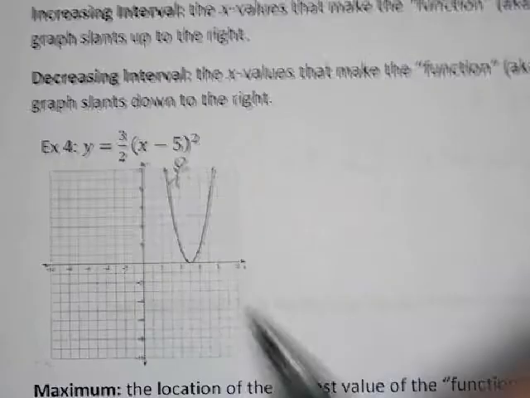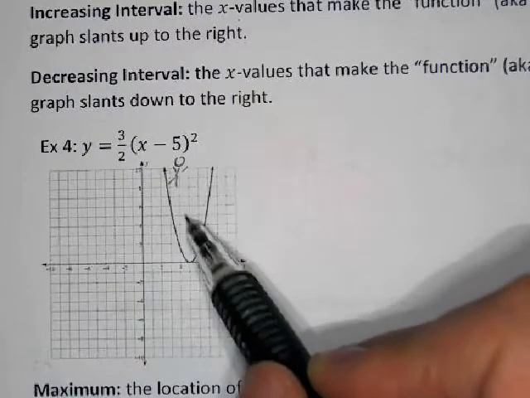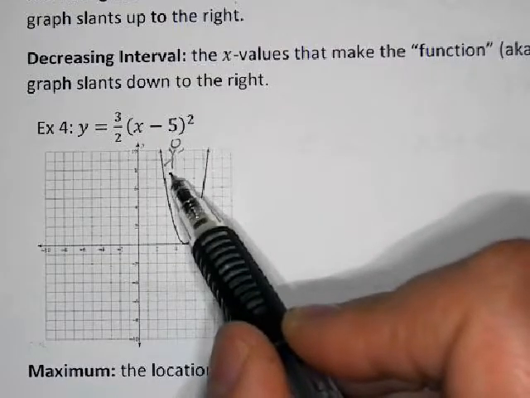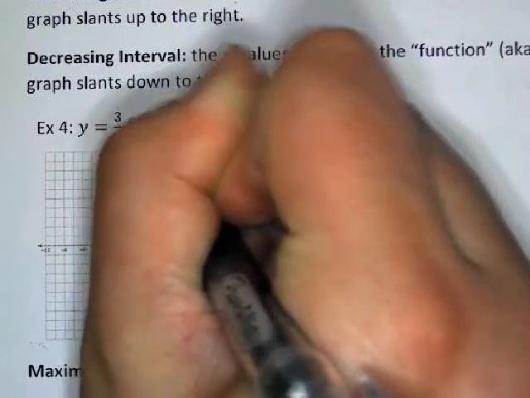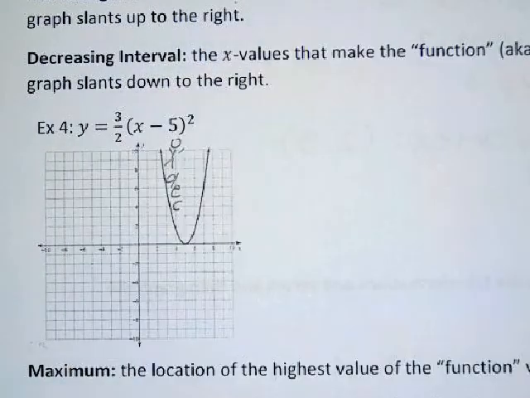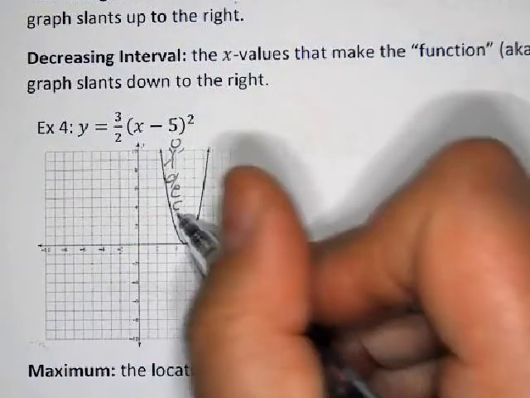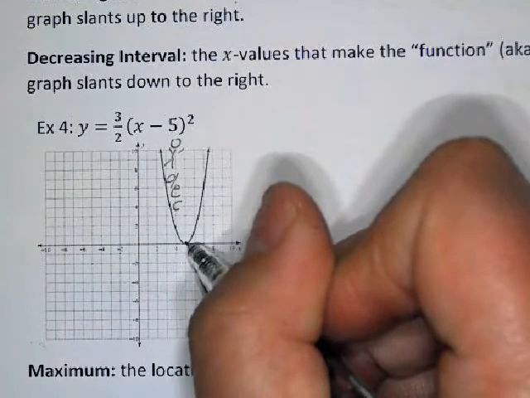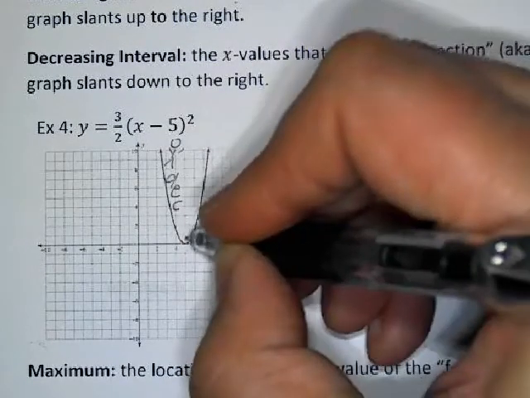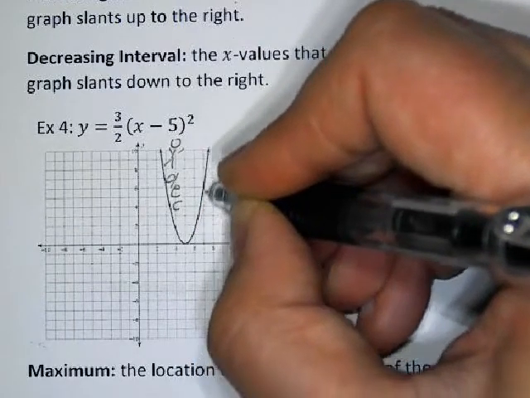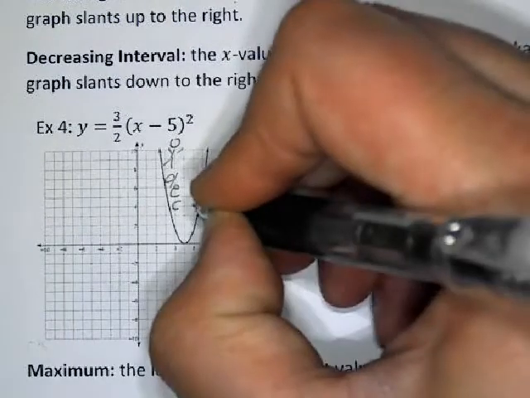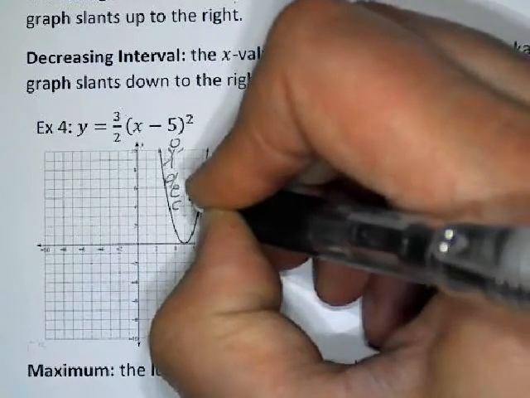So if I look at this picture, my stick figure right here is walking downhill. So I'm going to say this right here is where the stick figure is decreasing. And then he gets down to the bottom, he gets down to the vertex, and that's the bottom of a valley. And then from there, he starts increasing. He starts walking uphill. So this is the increasing, right?